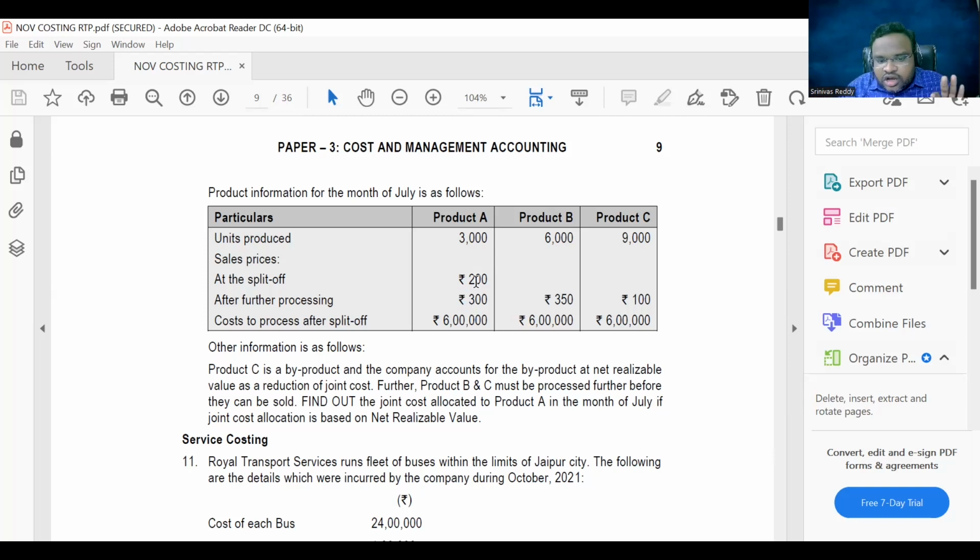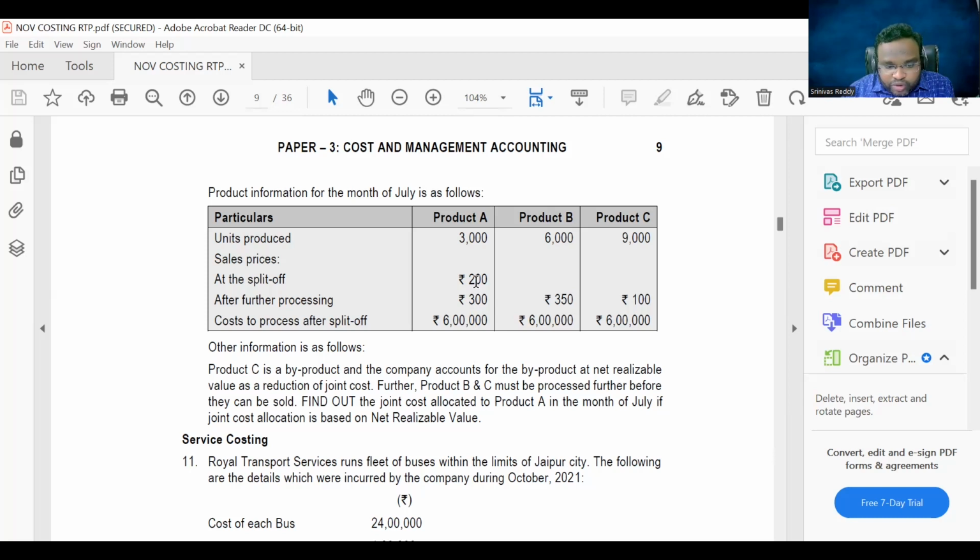So that means for product A, I will not do further processing, because incremental revenue of further processing is 3 lakhs. Incremental cost of further processing is 6 lakhs. So 3 lakhs loss. So I'll sell all the units of A only at the split-off point. For B and C, yes, I need to work it out. Other information is as follows.